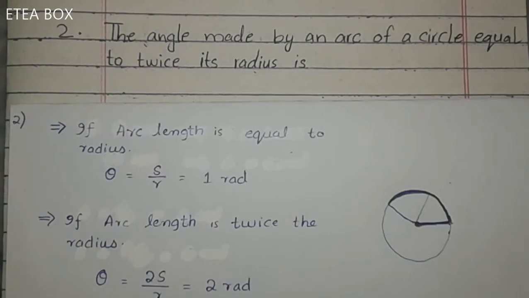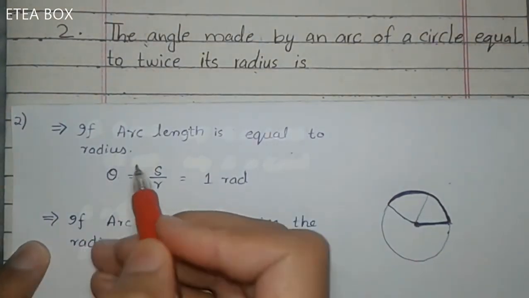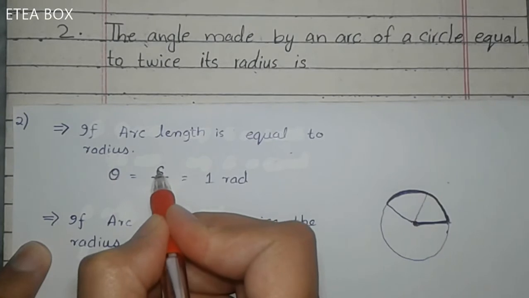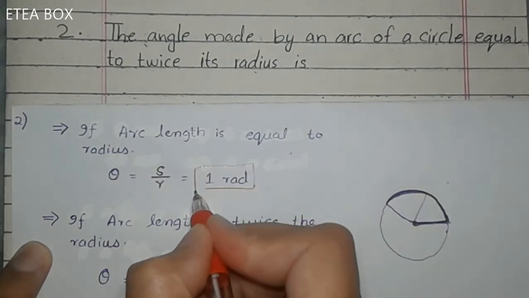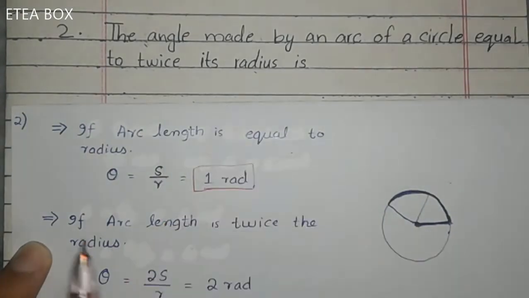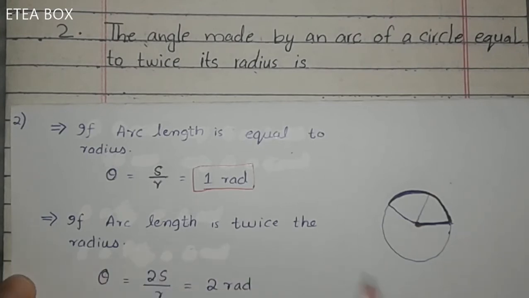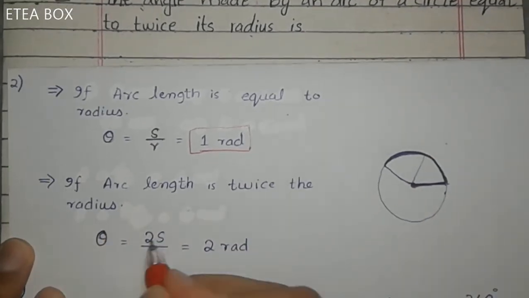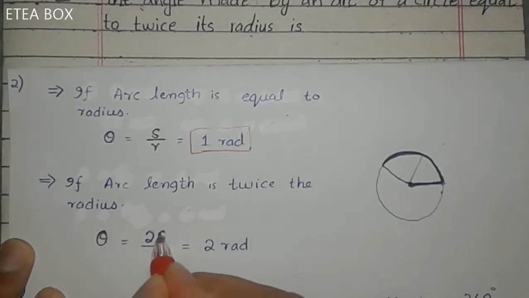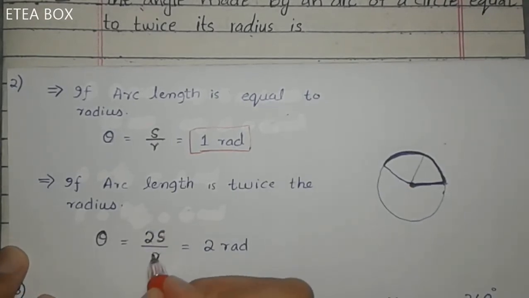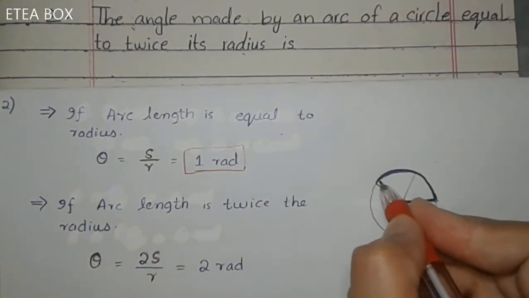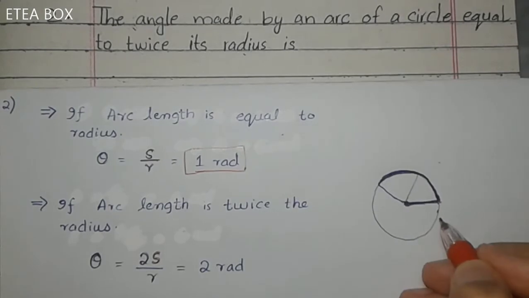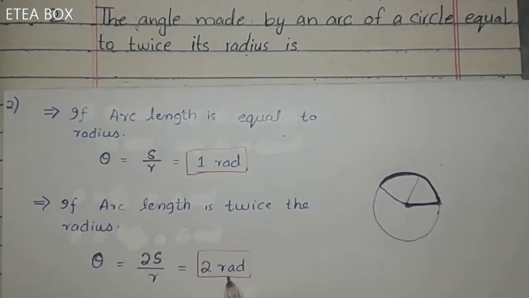Now let's solve. Here we know that if the arc length is equal to the radius, then we said that it's 1 radian. The angle is 1 radian. But here in the MCQ the arc length is twice the radius, which means that the angle is equal to 2s divided by radius. So it will give 2 radian. The angle will be 2 radian. So when the arc length is twice of its radius, it means that the angle is 2 radian. So the answer is 2 radian.